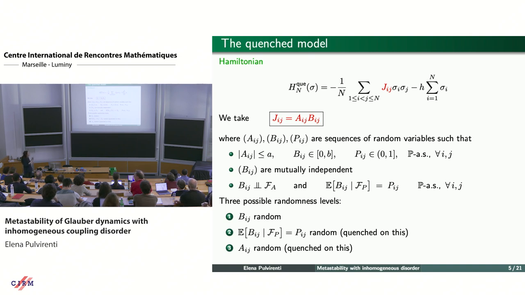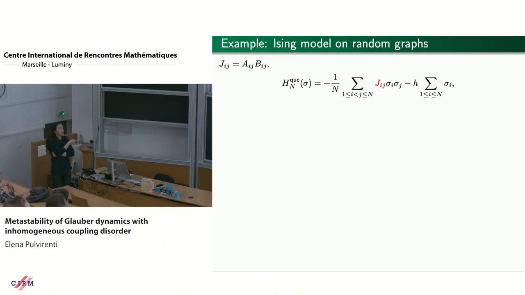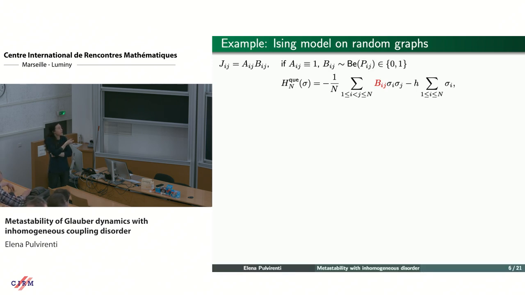Now, again, next question is why such a complicated model? And the reason is that there are many examples that can be explained via this model. The first class of models is the Ising model on random graphs. So now, here I have just rewritten the Hamiltonian as before, so nothing has been done. Now, remember that the J_ij is the product of A and B. And now choose A to be identically equal to 1, and the B to be a Bernoulli with a certain mean, say, p_ij. Okay, so I replace here the B_ij, and then you observe that, yeah, here I have to sum over all the couples, but these B_ij are either 0 or 1.